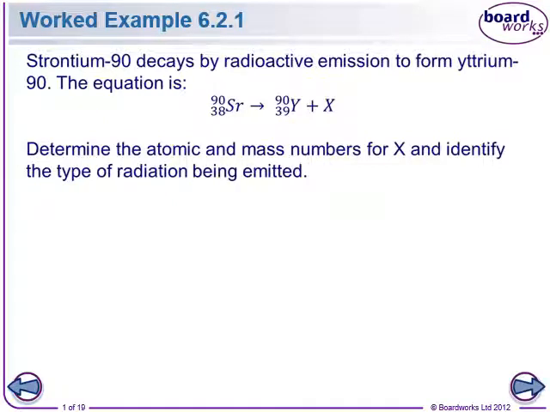Strontium-90 decays by radioactive emission to form yttrium-90. There's our equation. Determine the atomic mass, the atomic and mass numbers for X, and identify the type of radiation being emitted. Okay, so remember that what we have on our right-hand side has to add up to what we have on our left-hand side.